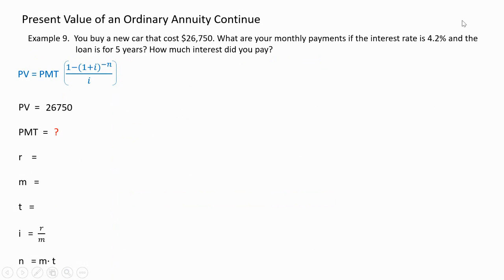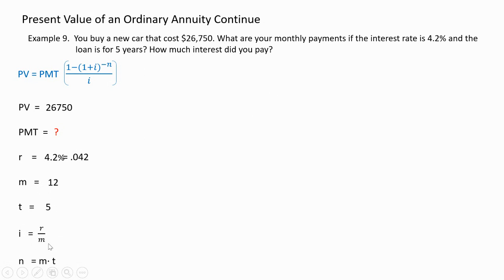So then the interest rate is 4.2%, right? Which you have to convert to a decimal, which will be 0.042. What are the monthly payments? So compounded, the M is 12, because monthly payments. Most of the time with cars and houses, it is going to be monthly, so compounded will always be 12. The time here is 5 years.